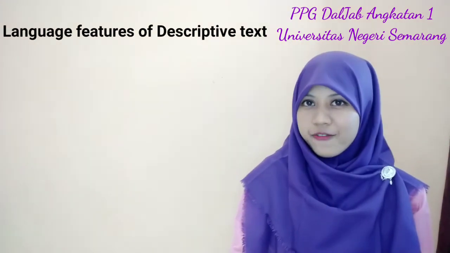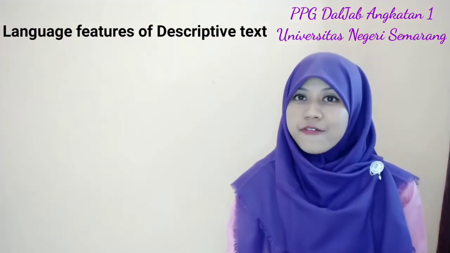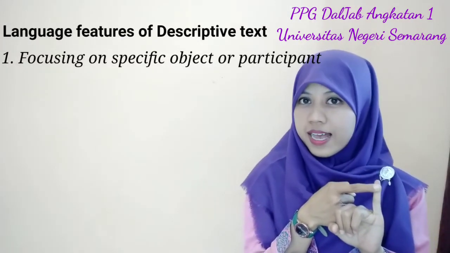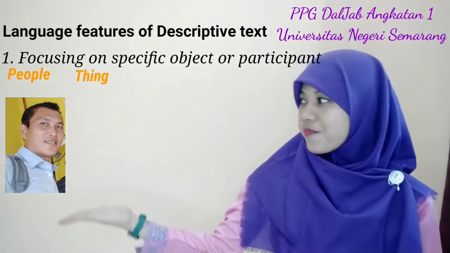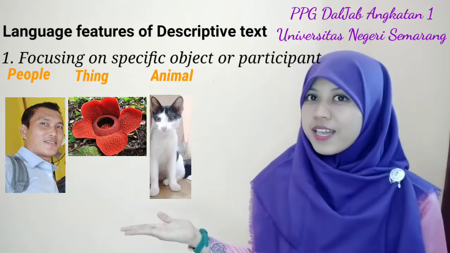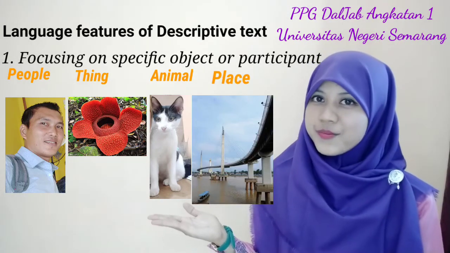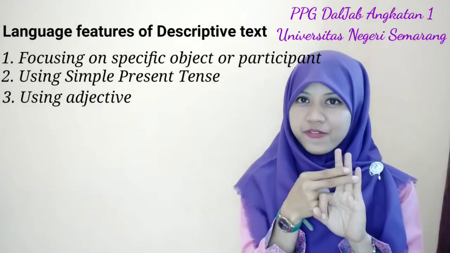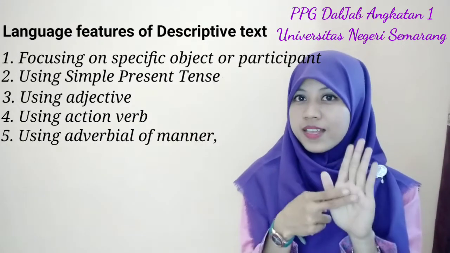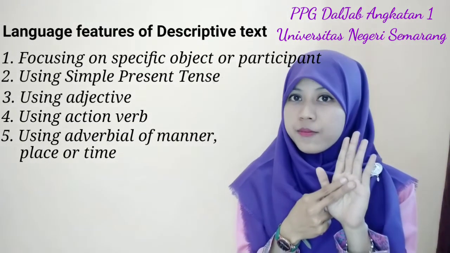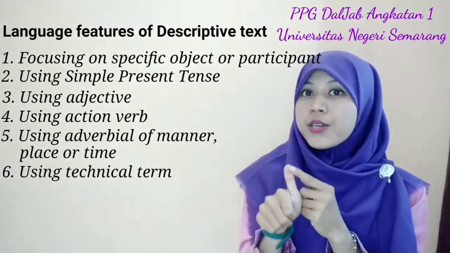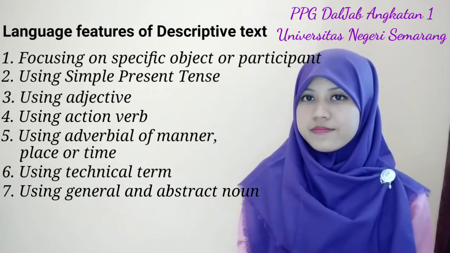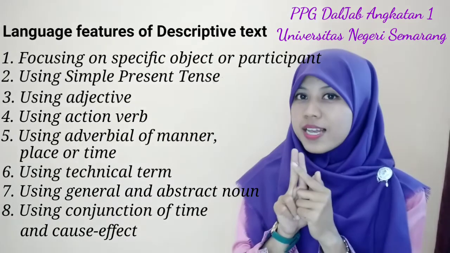And what are the language features of descriptive text? The language features of descriptive text are focus on specific participants, like your favorite teacher, Rafflesia Arnoldi, my cat, Gentala Arasi Bridge. Using simple present tense. Using adjective. Using action verb. Using adverbial of manner, place, and time. Using technical term. Using general and abstract noun. Using conjunction of time and cause effect.